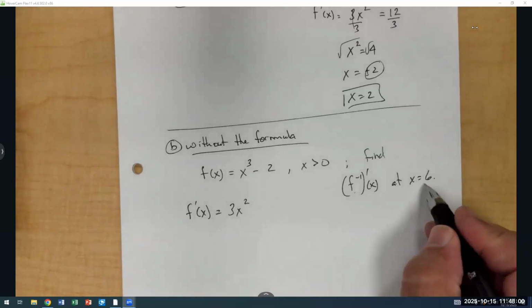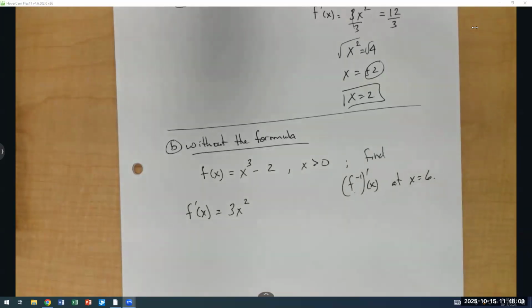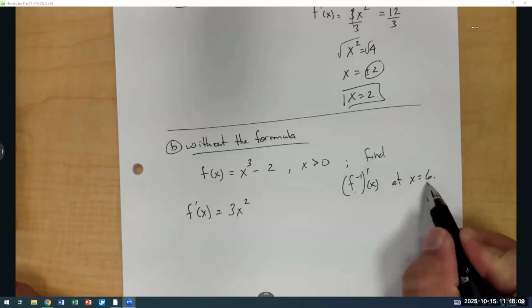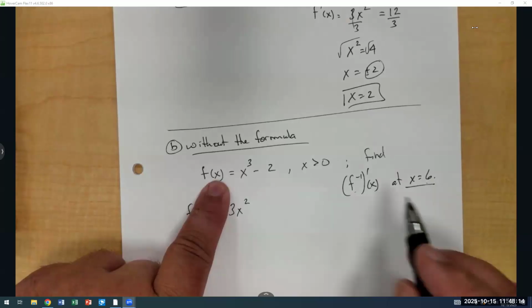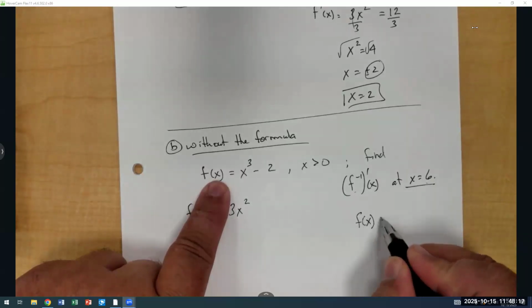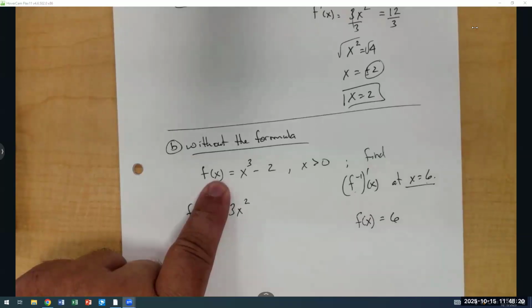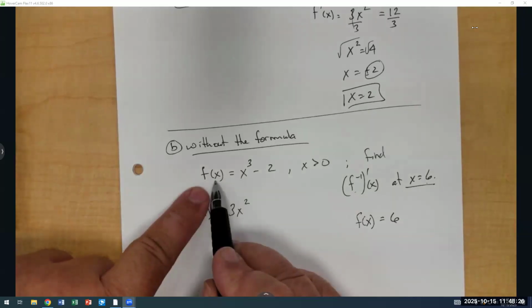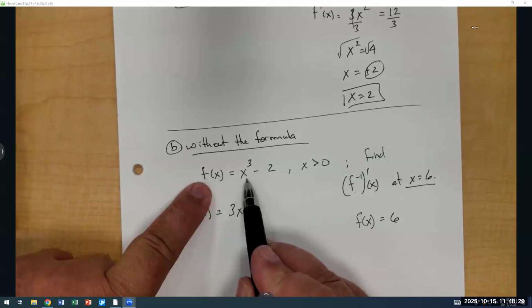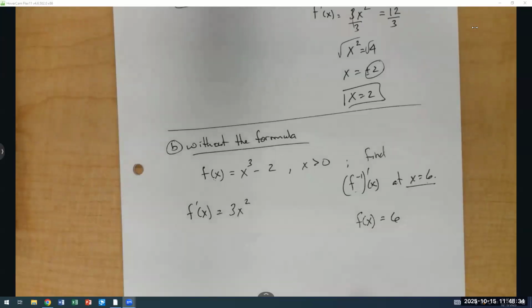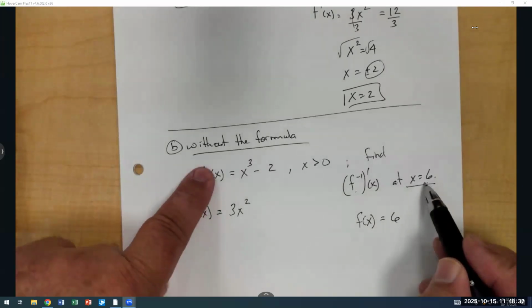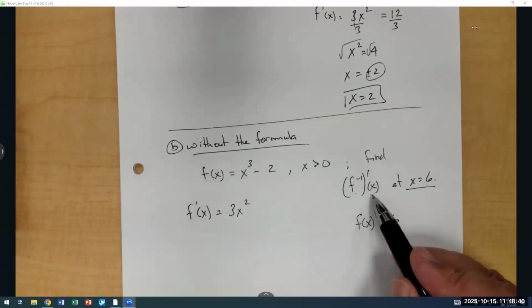and remember, inverses are opposites. So what this is looking for at x equals 6, going back to the original equation, is at what value does the original function equal 6? Remember, in the original function, this is y and this is x. When we find the inverse, we had to switch x and y. So now this is the value y for this equation. This is the value x.